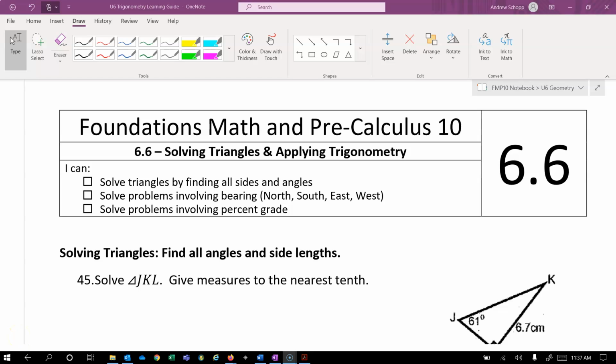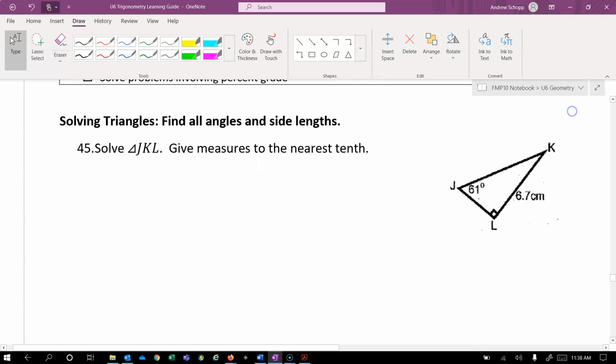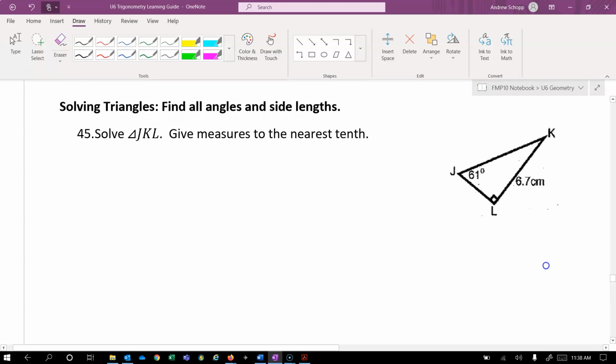Okay, section 6.6. We're going to look at two different pieces. One is on solving triangles. And just a reminder, that means find all sides and all angles. And the other piece is on applying trigonometry. So maybe looking at directional questions or percent grading questions, things like that. Starting with solving triangles, find all angles and side lengths.